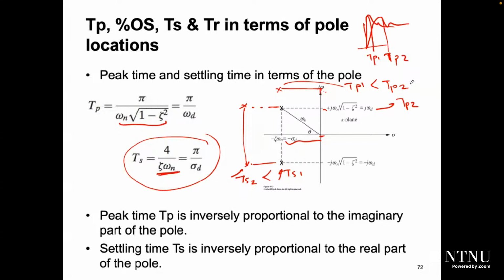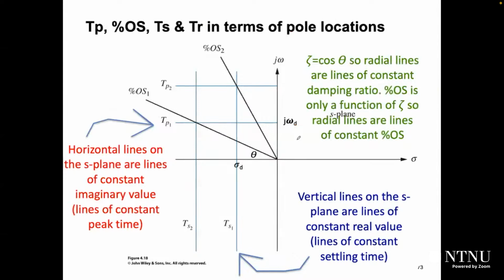So in this case, we know how we can reallocate our poles in the complex s-plane to achieve the desired design requirements. Peak time is inversely proportional to the imaginary part of the pole. Settling time is inversely proportional to the real part of the pole. So peak time is pi divided by omega d, and settling time is 4 divided by sigma d. We did that already.